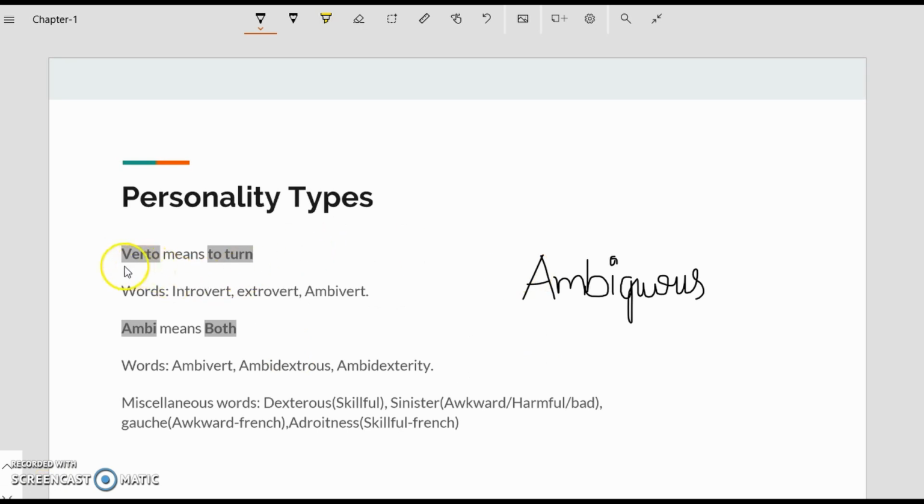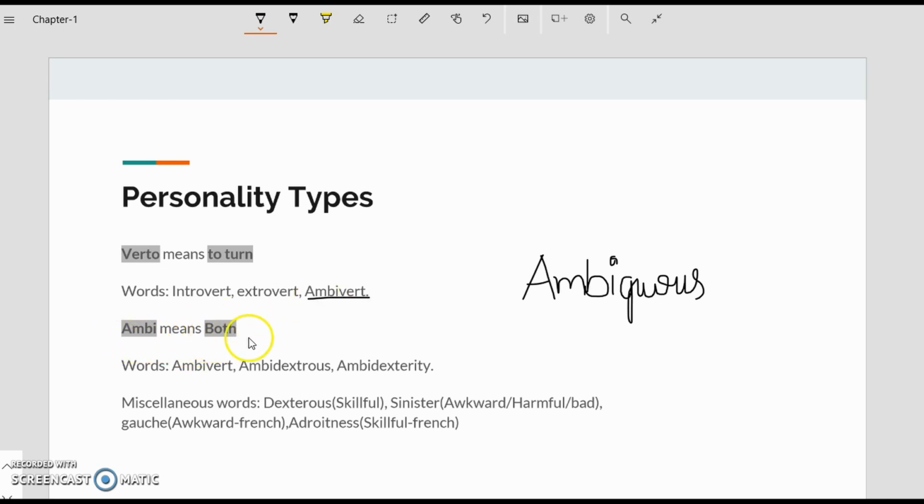Moving on, we have verto. Verto is also a Latin word which means to turn. The words derived from verto are introvert, extrovert, ambivert. Introvert means turning towards himself, towards the inner side. Extrovert means expressive in nature, turning towards the outer side. An introvert is exactly the opposite of an extrovert. Extrovert is a term we use in our daily life. People can be introverts, people can be extroverts. Ambivert: ambi means both. An ambivert is someone who can turn inwards and outwards. So introvert in nature, extrovert in nature, ambivert in nature.